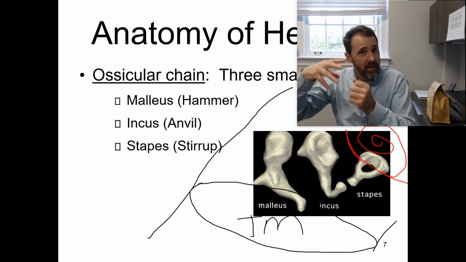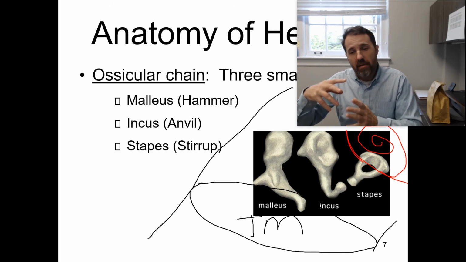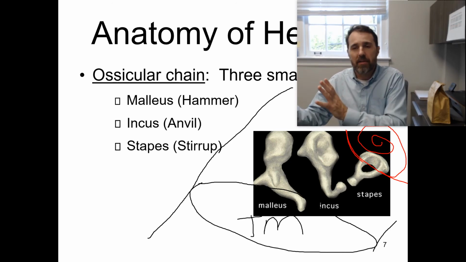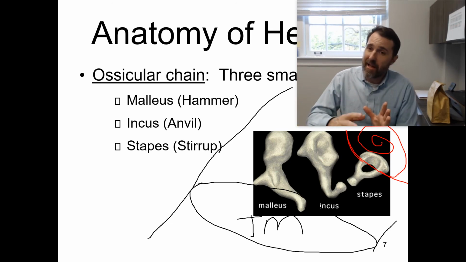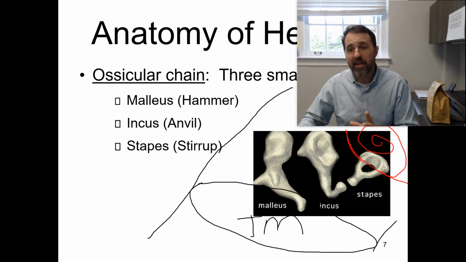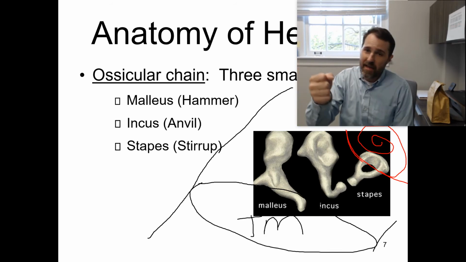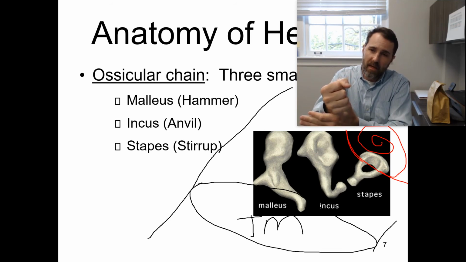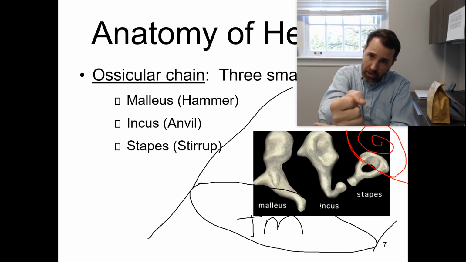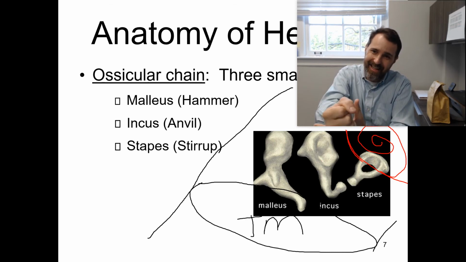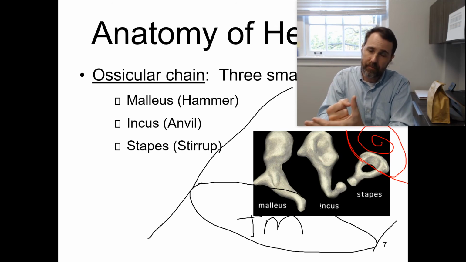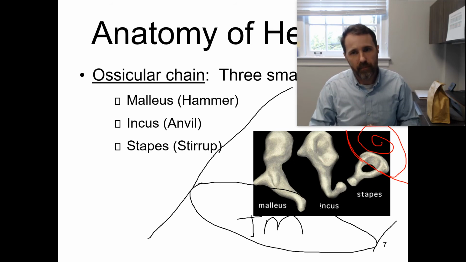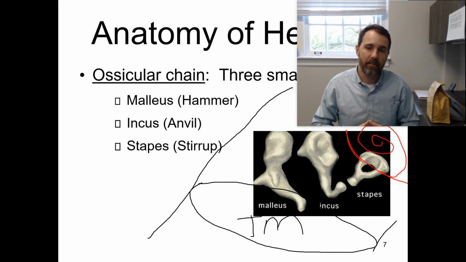And if the malleus is connected to the tympanic membrane, then when the tympanic membrane moves back and forth, the malleus is pulled and pushed, and the malleus is connected to the incus, and the incus is connected to the stapes, and the stapes is connected to the cochlea. And when the stapes is pushed and pulled, it moves in and out of the cochlea, creating waves in the fluid of the cochlea. And we're going to get to what that means in a minute.